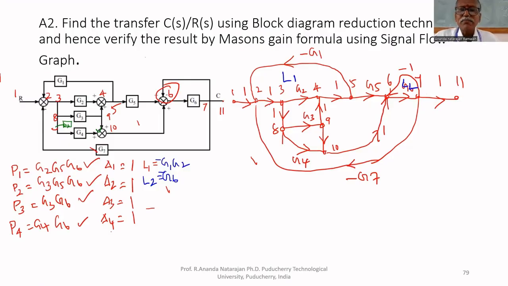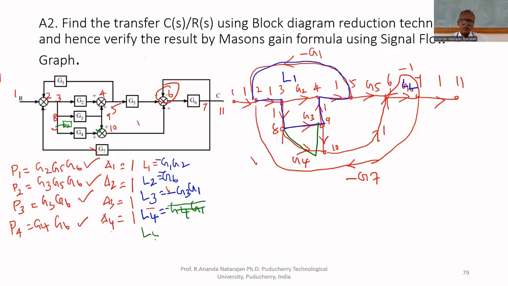Another loop I can find. If I travel 2, 3, 8, 9, 4, 5, I'll get one loop. That is L3. If I travel like this, I can find one loop. What is that loop? Minus G3, G1. That is one loop. L5 equals G2, G5, G6, G7. That is one loop.